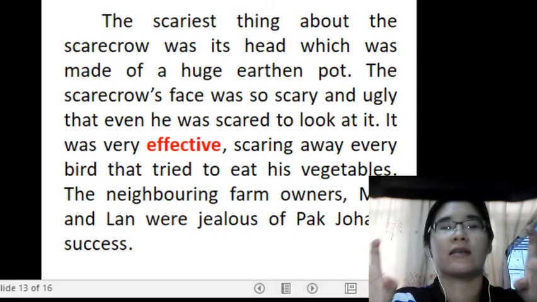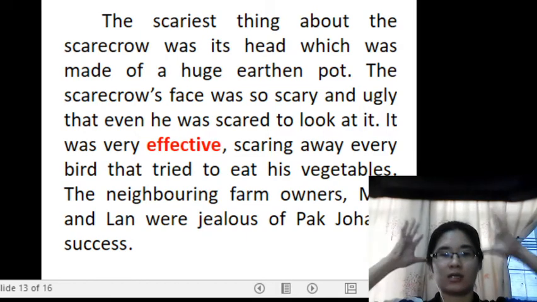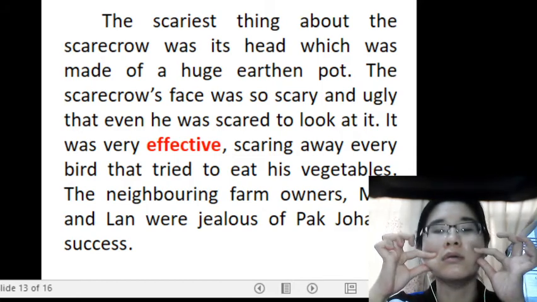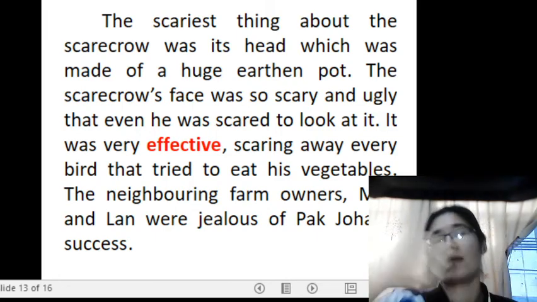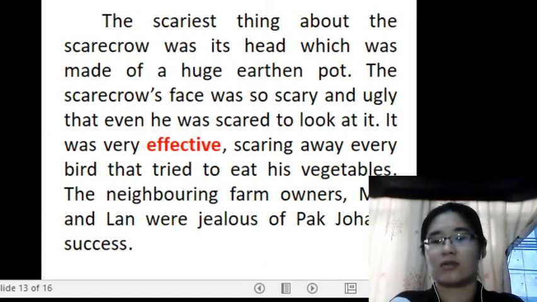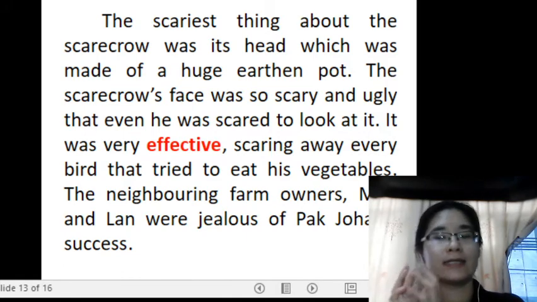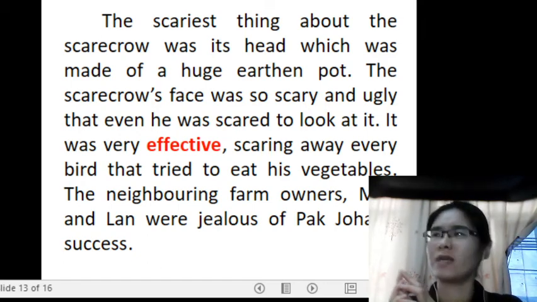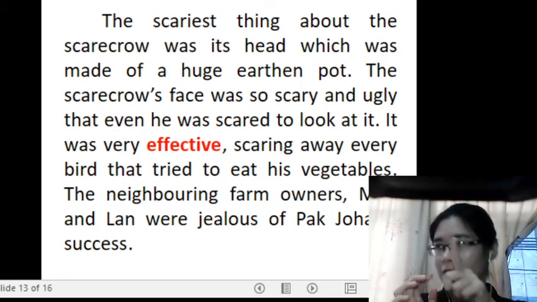The scariest thing about the scarecrow was its head, which was made of a huge earthen pot. And the scarecrow's face was so scary and ugly that even he was scared to look at it. It was very effective, scaring away every bird that tried to eat his vegetables. The neighbor farm owners, Man and Lam, were jealous of Pak Johan's success. Why is Pak Johan so successful, so famous, with so many vegetables, while we do not have so many vegetables? Maybe the scarecrow. Let's listen.